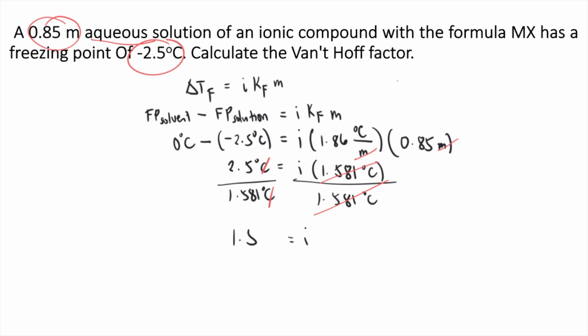So I is the Van't Hoff factor and it has no unit. So the answer to this question is 1.58, or you can round it up to 1.6 if you want to express your answer in two significant figures.